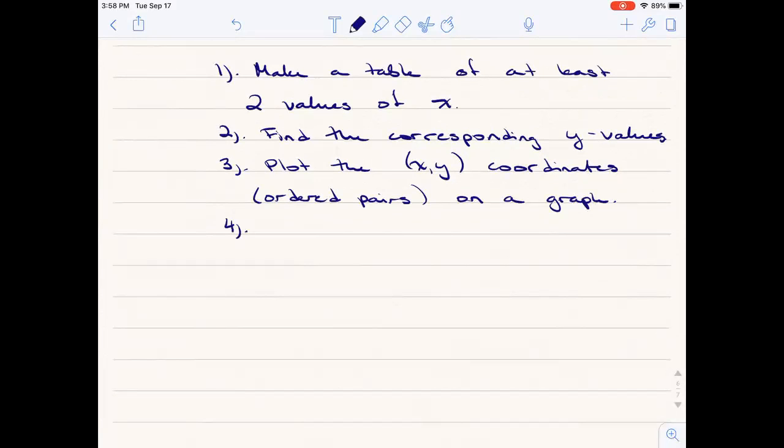And last thing, connect the points and extend the line.